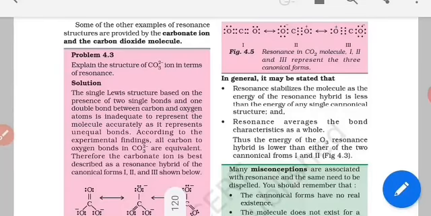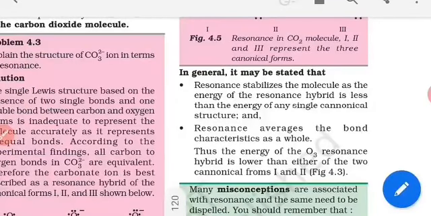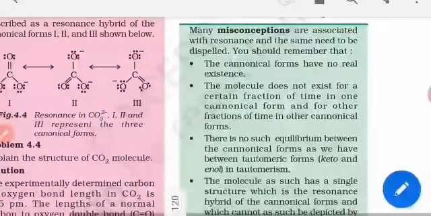So in general, it may be stated that resonance stabilizes the molecule as the energy of the resonance hybrid is less than the energy of any single canonical structure, and resonance averages the bond characteristics as a whole. Thus the energy of ozone molecule, that is O3 resonance hybrid, is lower than either of the two canonical structures, as we have seen, structure 1 and structure 2.